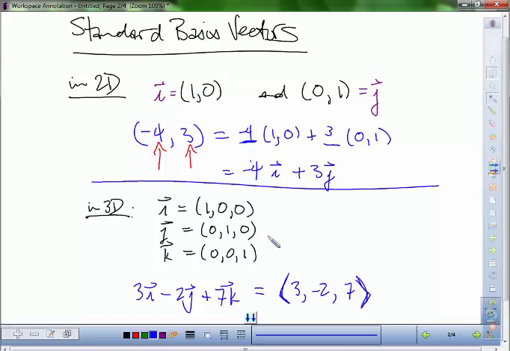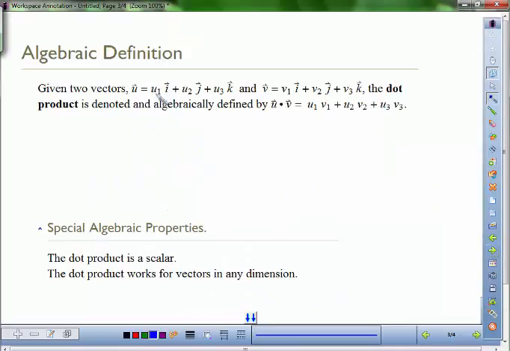All right, so that's a quick overview of standard basis vectors. When we see something written as u1, u2, u3 with i, j, k, we know that those are just scalars, u1, u2, and u3, that make up that vector as a point.